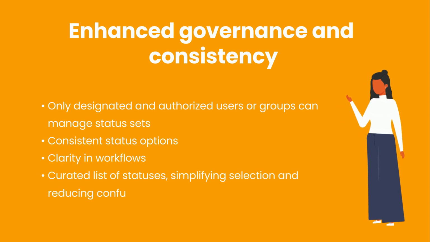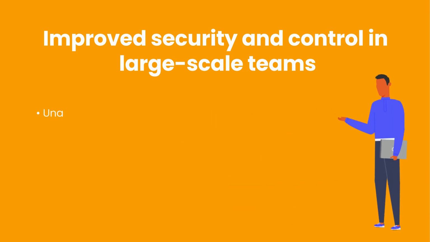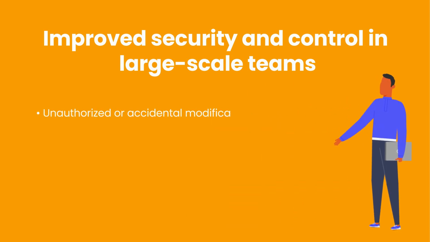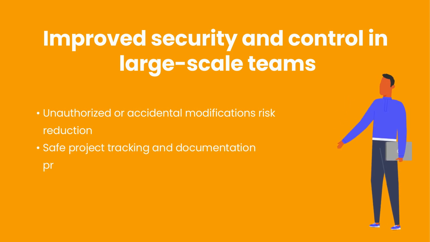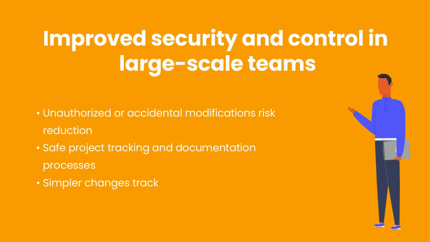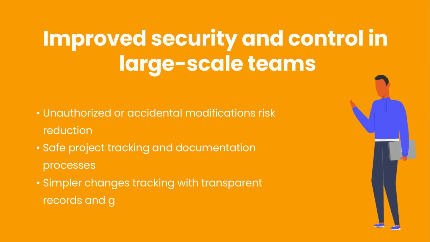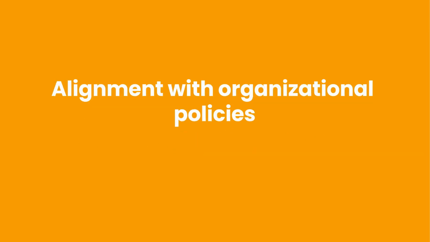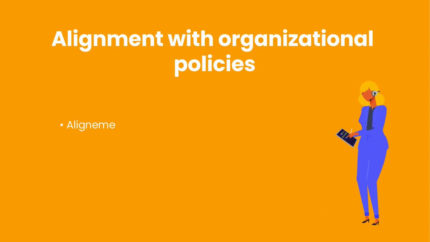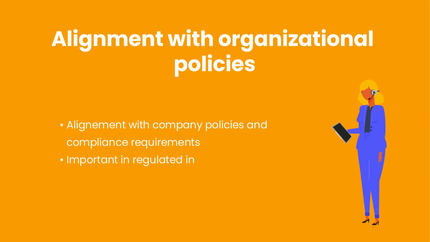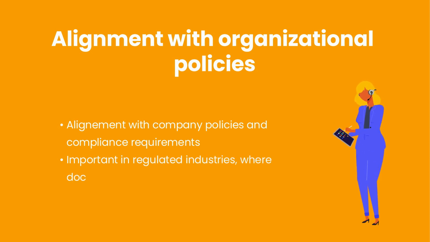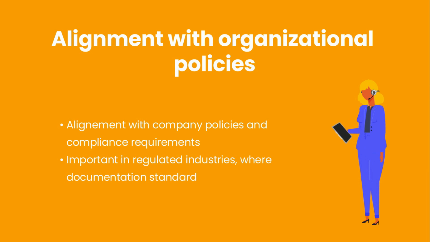Improved security and control in large-scale teams. Limiting access reduces the risk of unauthorized or accidental modifications to status sets. It safeguards the integrity of project tracking and documentation processes. Alignment with organizational policies. Access restrictions ensure that status management aligns with company policies and compliance requirements. It is particularly important in regulated industries like finance and healthcare, where documentation standards are critical.